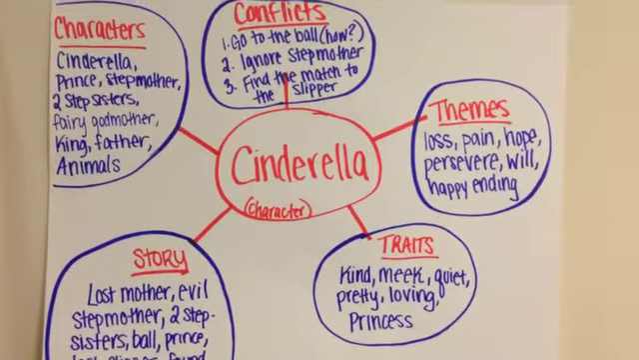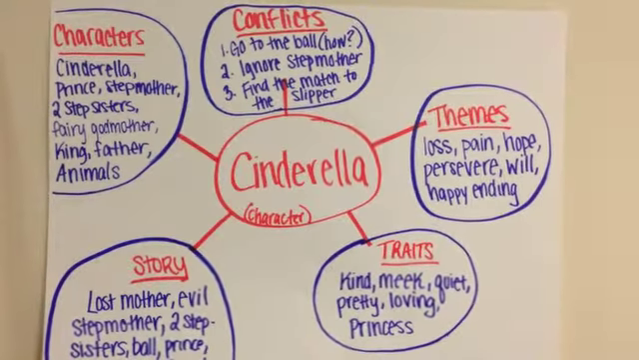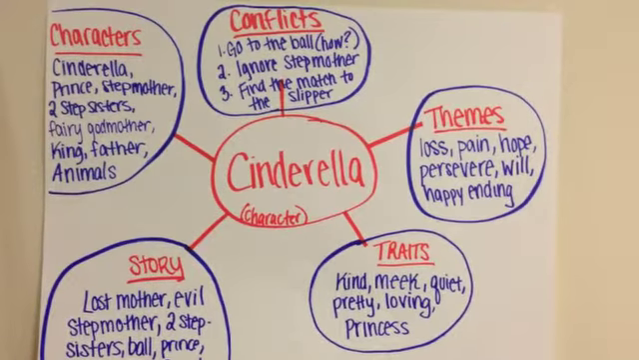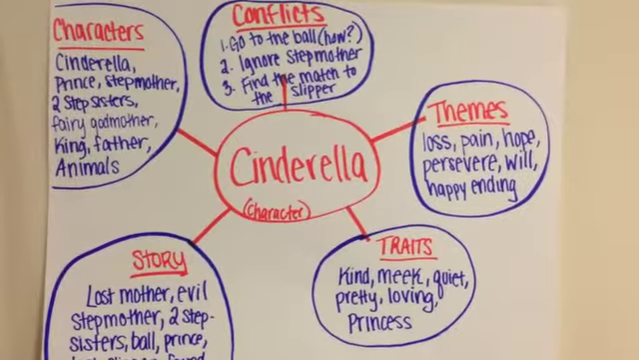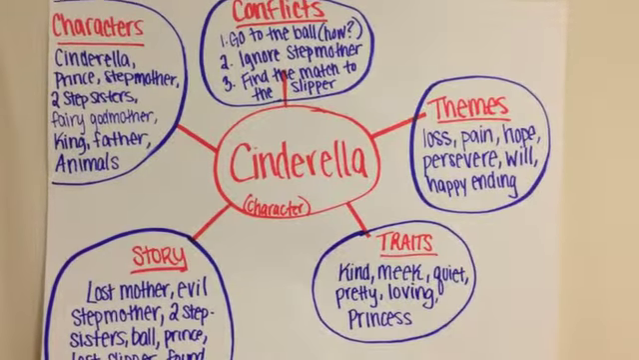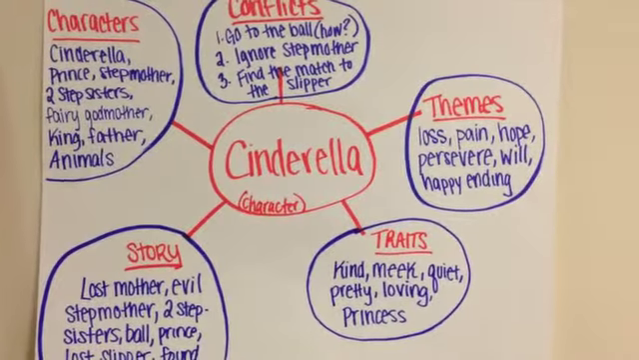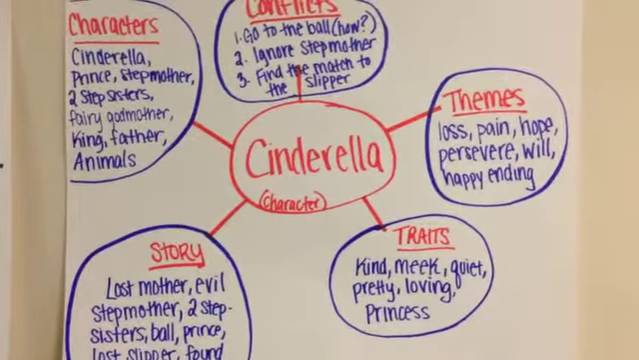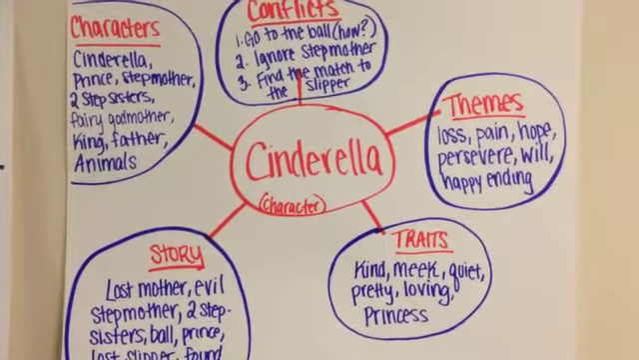Right above that, we see characters. Well, there's a lot of them in this story, so I wanted to have them all on paper. Cinderella, the prince, etc., etc. The next thing I did was conflicts. What are the big problems in the story? Well, how does she get to the ball? How does she ignore her stepmother? How do we find the match to the slipper? So as you can see, you can do this with just about any story in just about any way. You can make these bubbles on whatever you want, however you want to do it. So it's pretty cool.